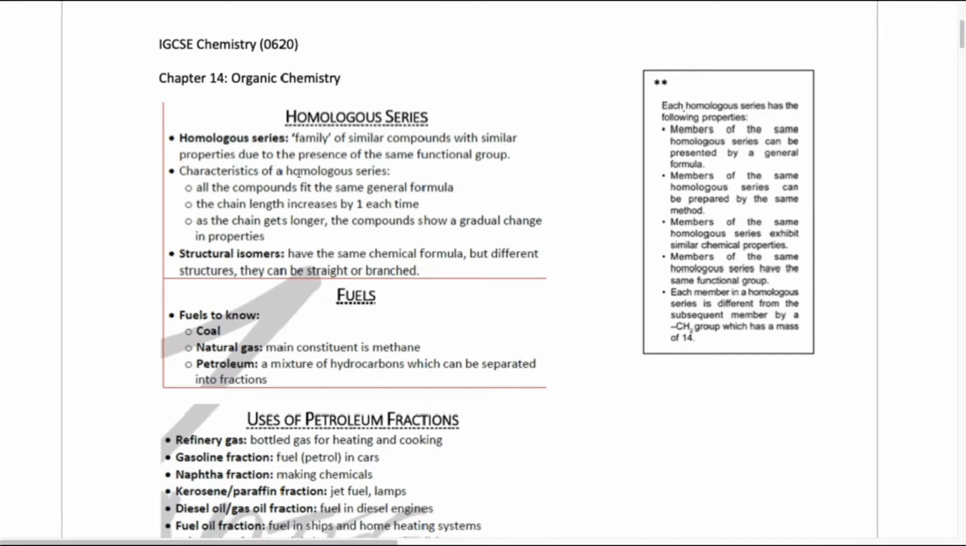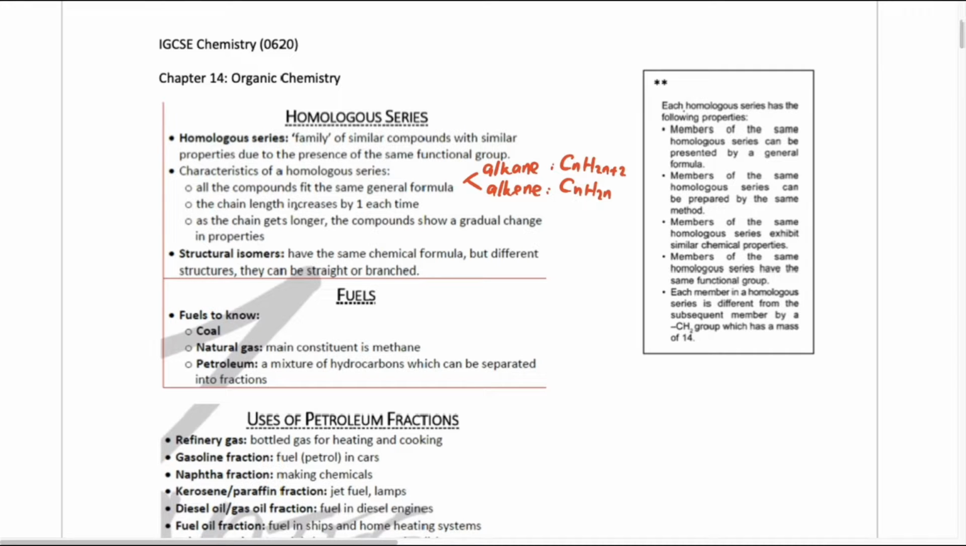So, characteristics of a homologous series: all the compounds fit the same general formula. For example, just now I said alkane, right? Alkane is a homologous series. All the members under alkane fit this formula, CnH2n+2. All the alkenes will fit another general formula, which is CnH2n.